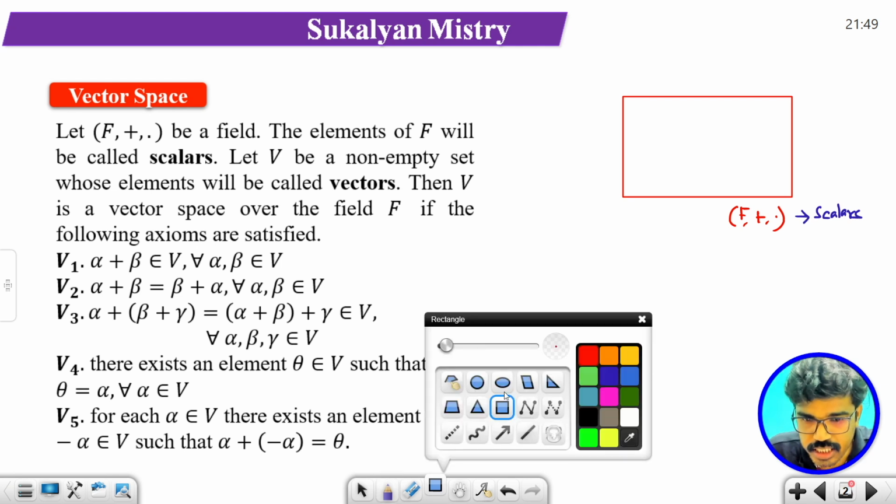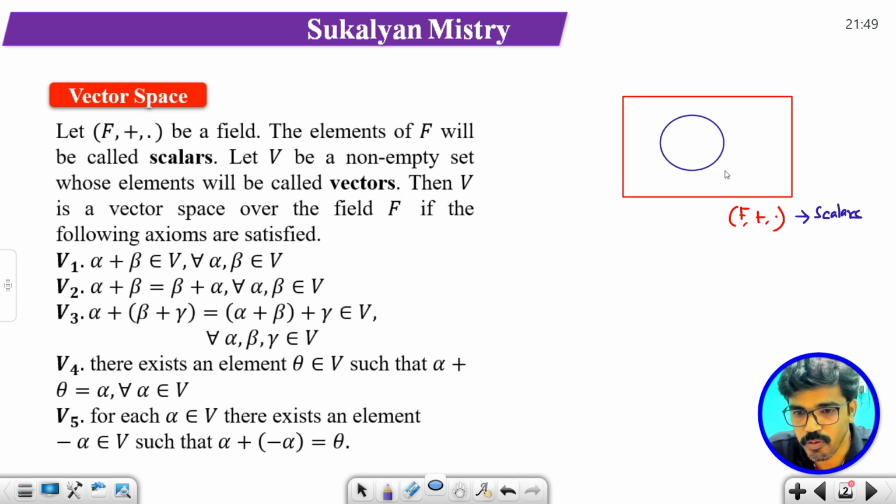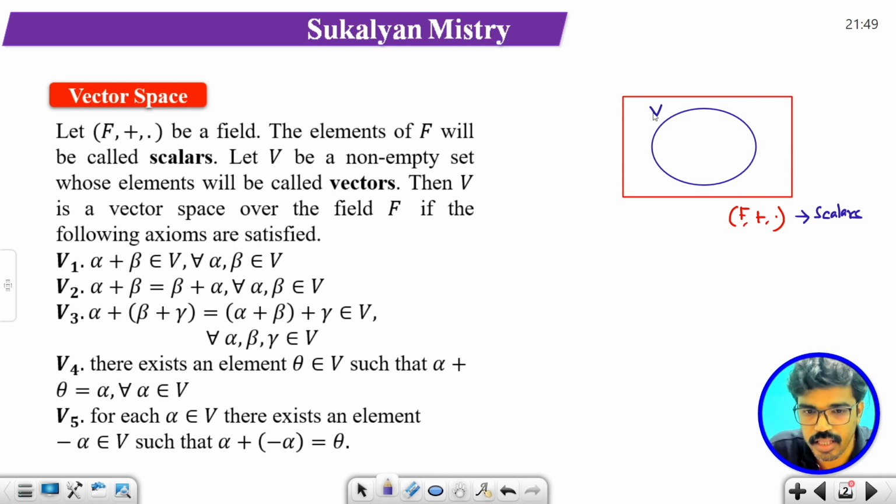Okay, and we consider a non-empty subset. Suppose V is a non-empty subset. The elements of V are called vectors. Suppose we consider two elements alpha, beta, so these are called vectors. Then V is said to be a vector space over the field F, denoted by this symbol.